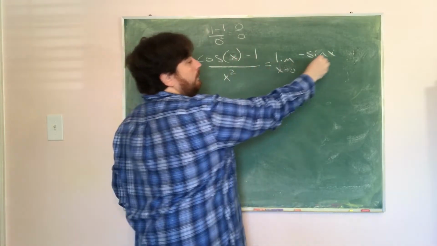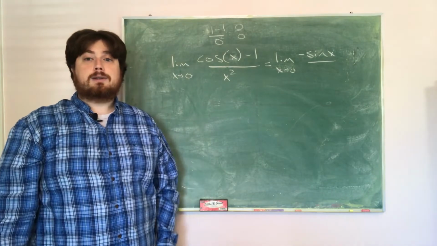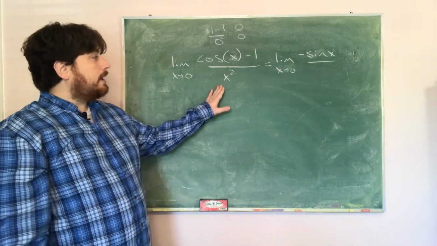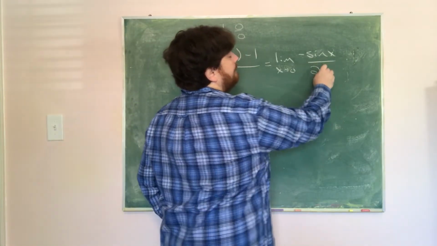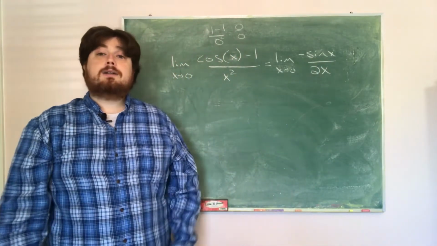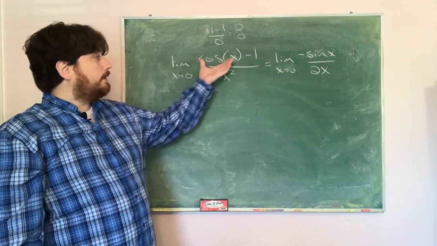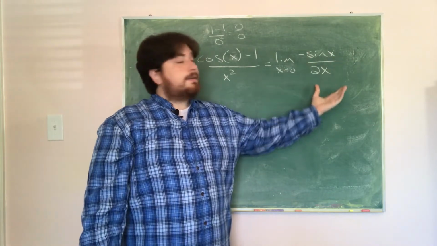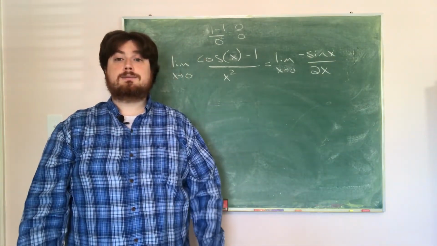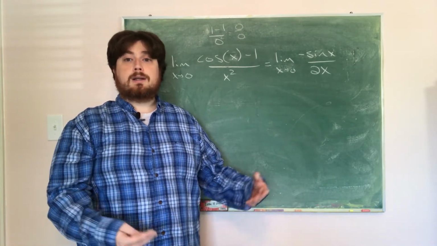And the derivative of negative 1 is 0. So I'm just left with negative sine of x as the derivative of the top. On the bottom, the derivative of x squared is 2x. So I get negative sine of x over 2x. And so if I want to find the limit of cosine x minus 1 over x squared, I can instead find the limit of negative sine of x over 2x. So I've taken one limit and found a hopefully simpler limit that I can calculate.